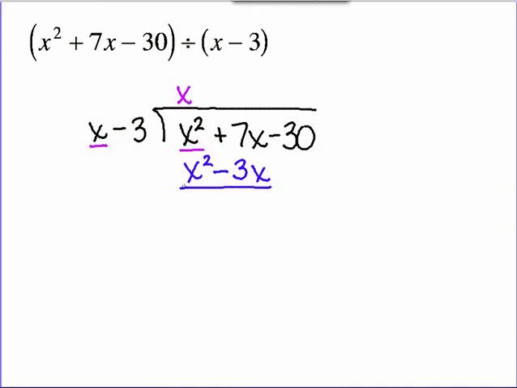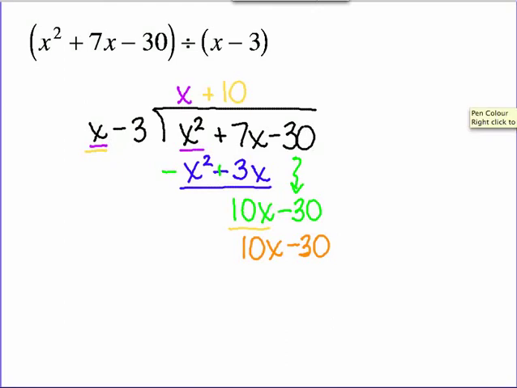What do I do now? Switch the sign. So switch, switch. What am I left with? 10x minus 30. Very good. So now I see what times x gives me 10x? 10. So I'm going to put plus 10. Now what we do is multiply those. And what do I end up getting? 10x. Very good. Minus 30.